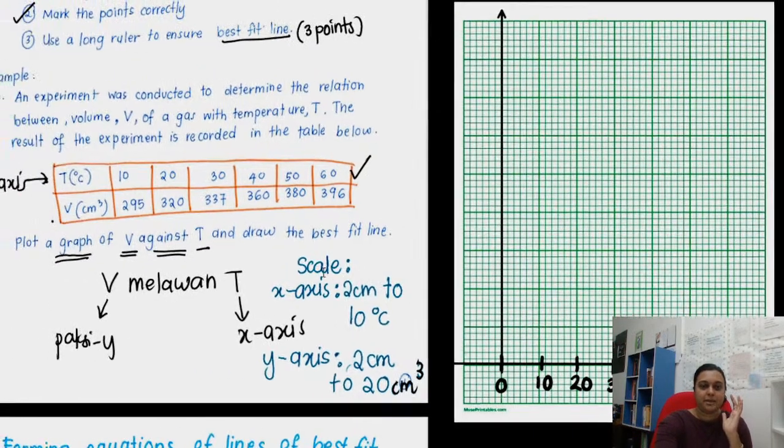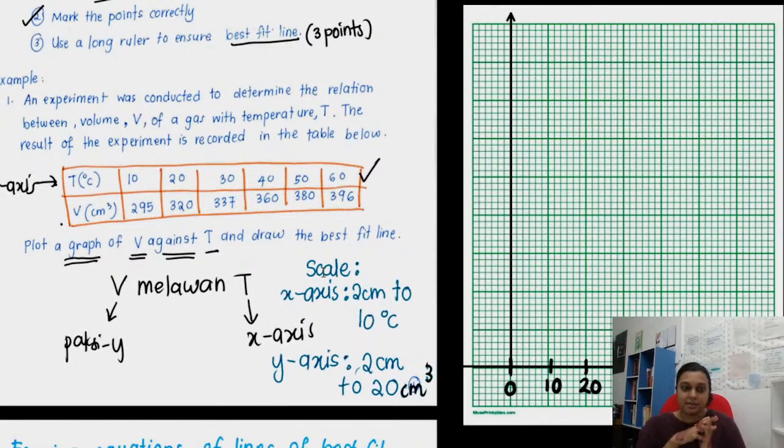Okay, for the paksi y, cuba tengok the values bermula daripada which number here? 295. Okay, can I start from 0, like 0 to 20, 40, 60, 80? Then it's going to be like so high the values, and you have to draw a very long graph. Now, kita takkan buat macam tu. We're not going to do that.